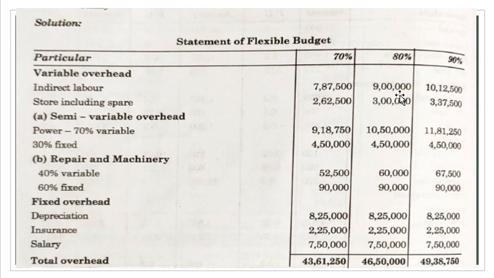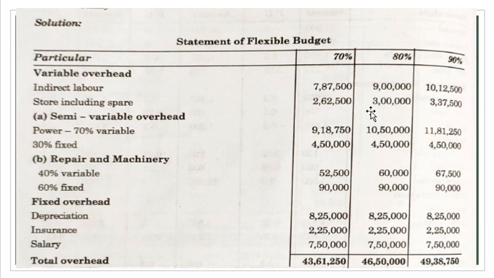Same way for 90%. For 80%, if it is 9 lakh, then for 90%, how much is it? Cross multiply. So 90 into 9 lakh divided by 80, which will give us 10 lakh 12,500. The same thing is applicable for stores including space. So for 80%, if it is 3 lakh, then for 70%, how much is it? 70 into 3 lakh divided by 80, so we'll be getting 2,62,500.